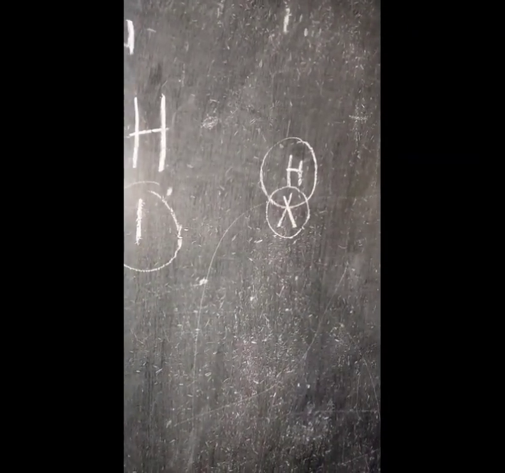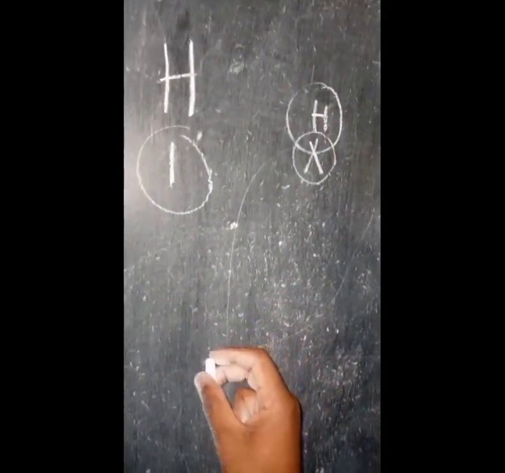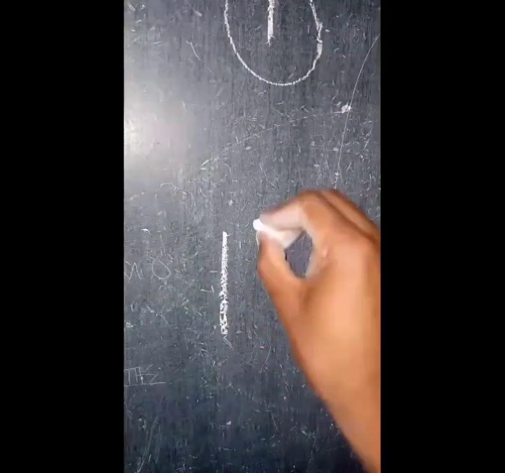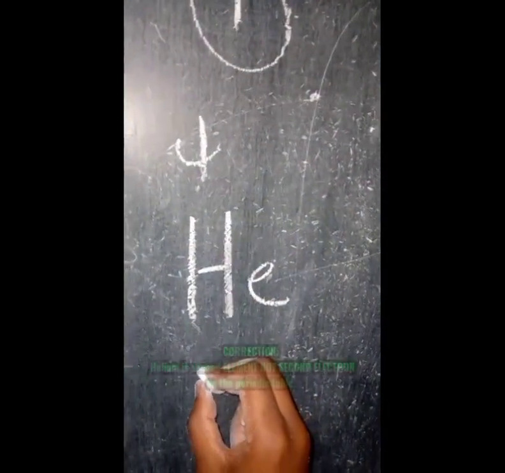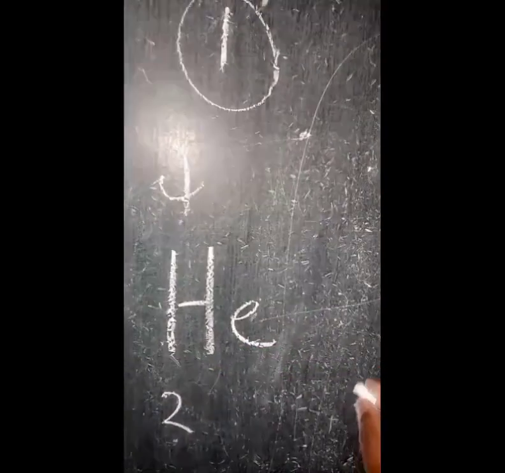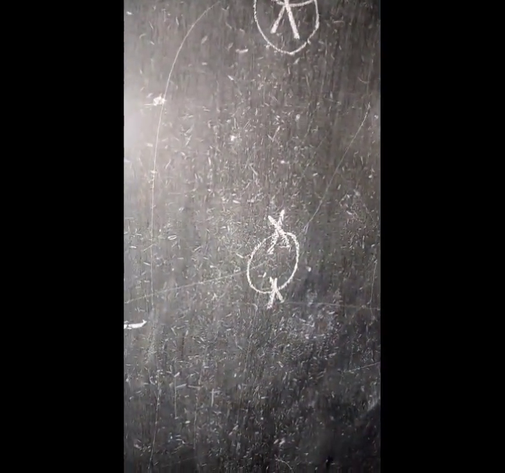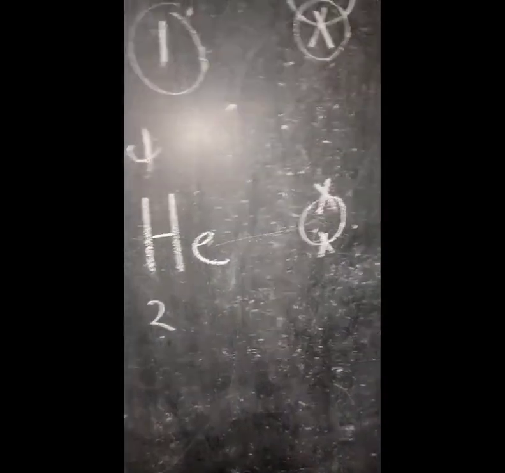So what we are saying is this would be true if we had to get helium, which has the mass of 4 and the atomic number of 2. If we had to draw it, of course we know that it will be just 2. And if you go on the periodic table, it's the second element.